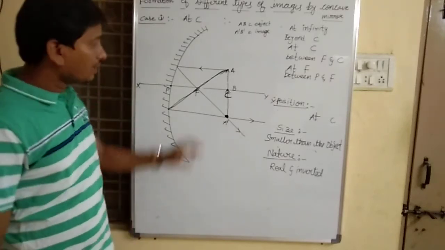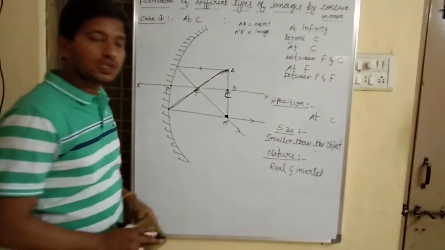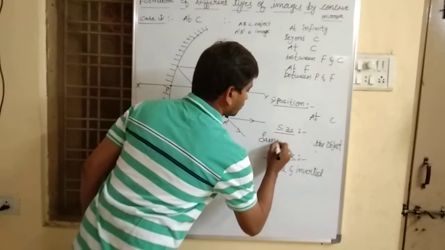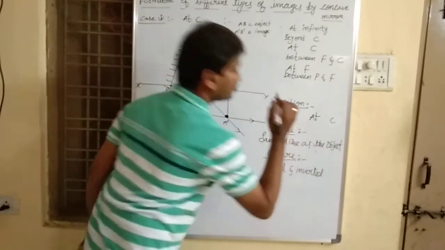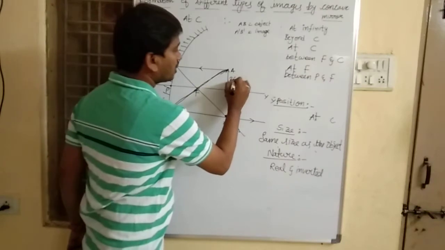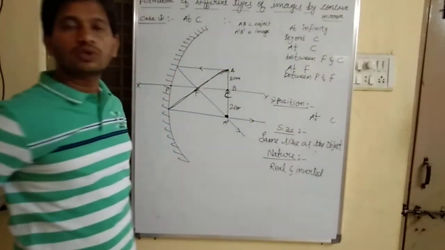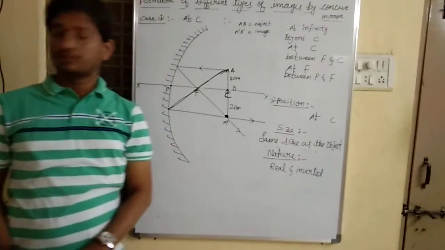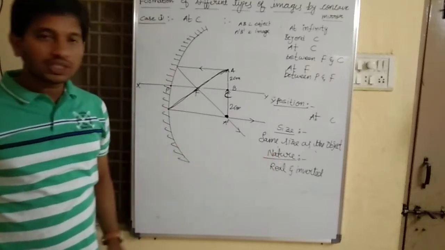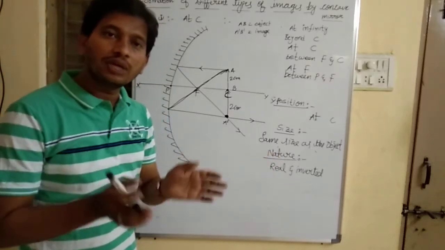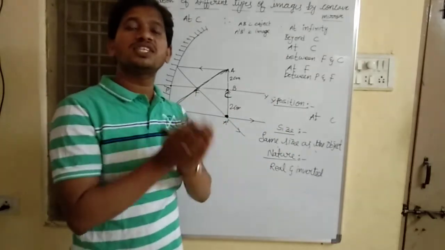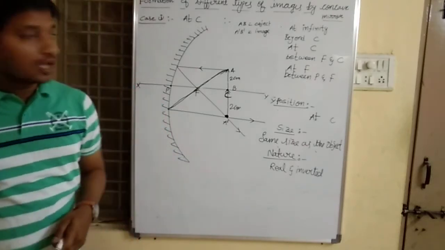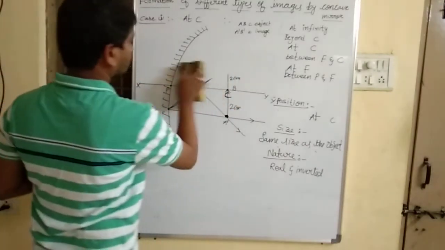Coming to size, you can observe the size is the same as the object. If it is 2 centimeters, then the image is also 2 centimeters only. The size of the object and the size of the image are both equal. Now coming to nature, we got the image in front of the mirror only, so it is a real and inverted image. This is my third case.